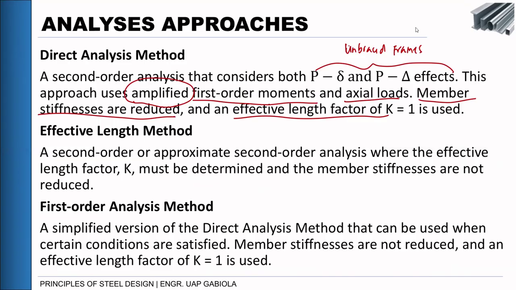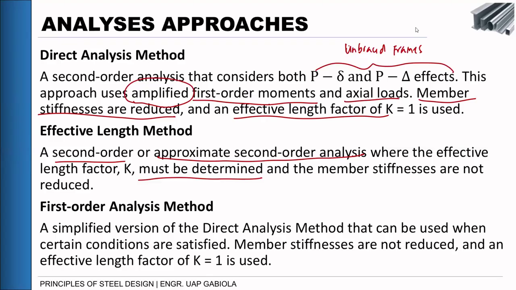Next we have yung effective length method. So sa effective length method, is second order analysis din siya, or tinatawag na approximate second order analysis, wherein yung effective length factor K natin must be determined. The method for determining yung value of the effective length factor is based on the support condition that we discussed using the table that we used during the compression analysis of compression members, and also the one being used once we are considering frames, the alignment charts for the value of K.